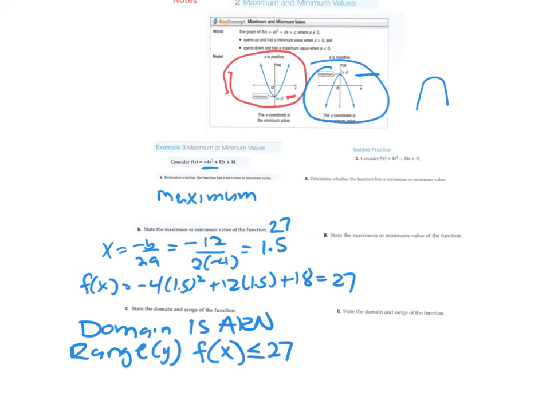All right, let's do another problem similar to that first one. We wanted to determine a maximum or minimum of this function. Well, we're looking at the first term. It happens to be positive. Since it's positive, it's going to open up. Since it's opening up, it's going to have a minimum.